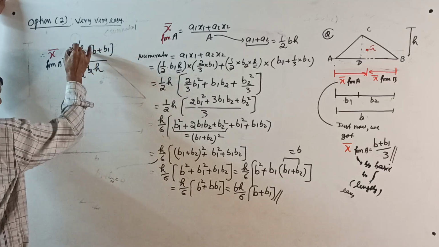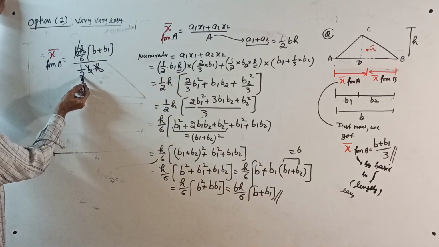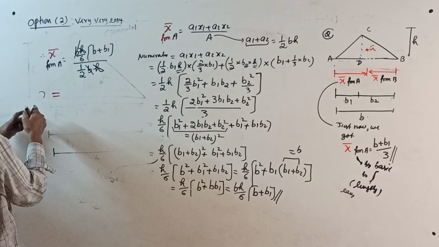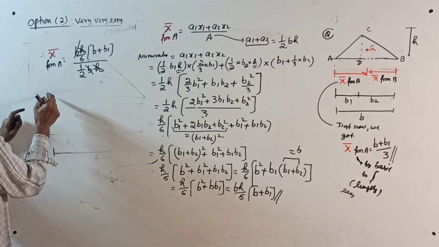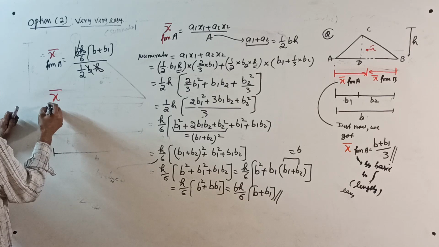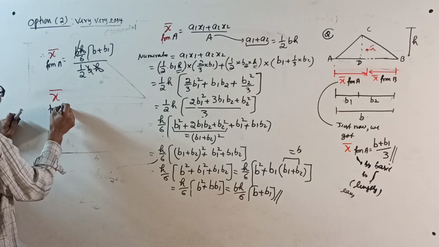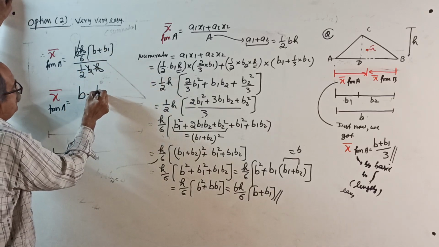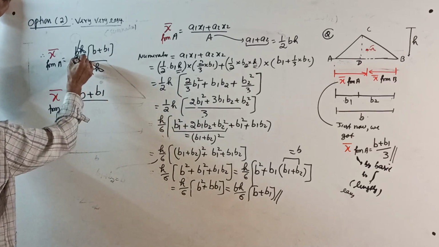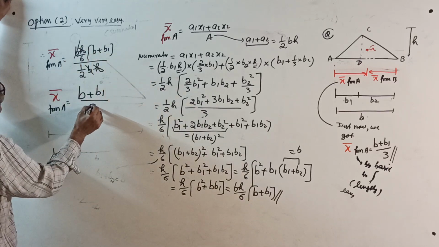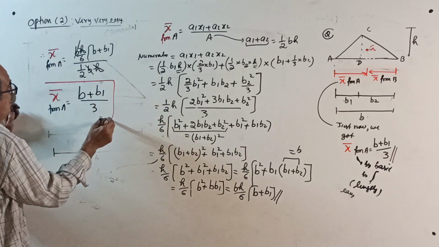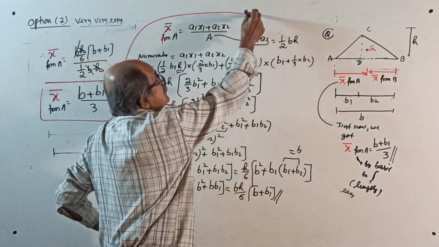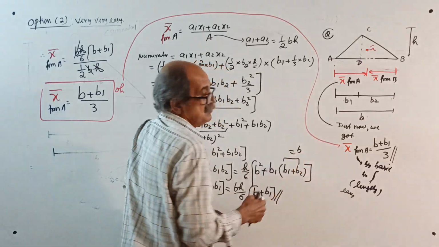b b cancels, h cancels. This 2 will go to the numerator, so x bar from A equals b plus b1 divided by 6, the 6 will come down, 2 will go there, divided by 3. Right here, that is the same answer we got by basic principle.